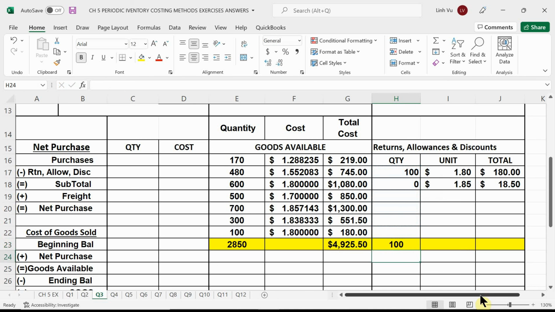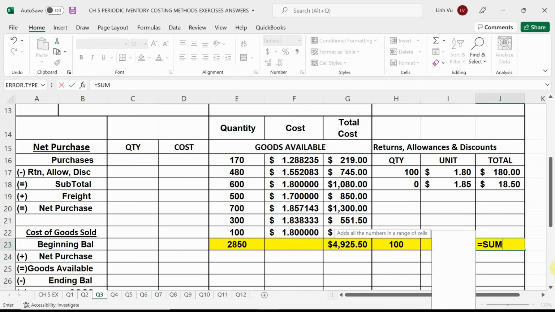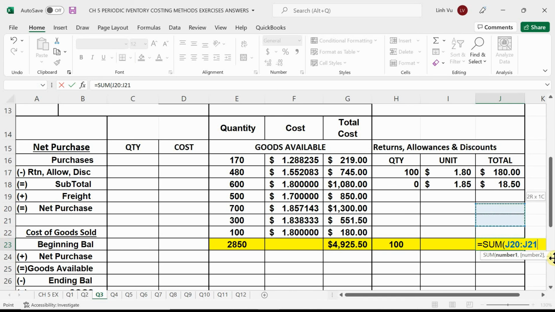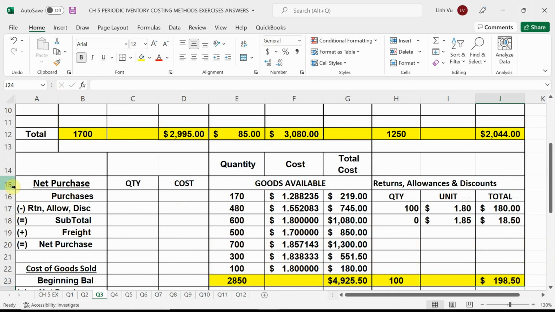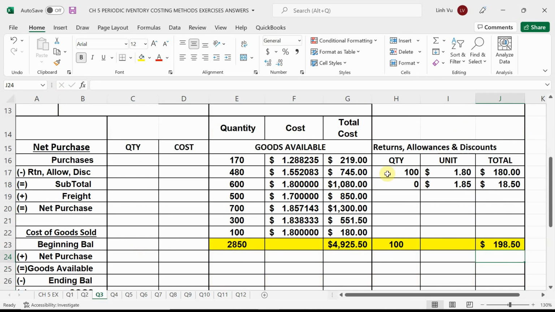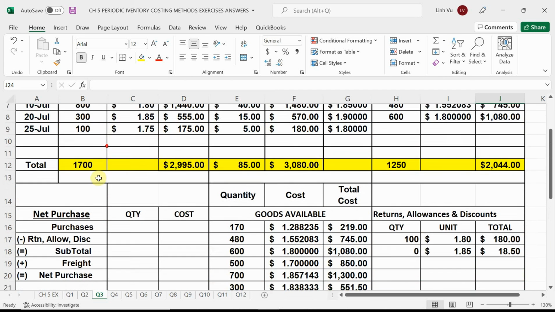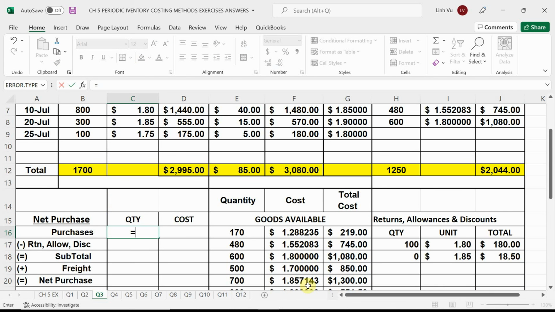Right, we only returned 100 items, right? Which resulted in me getting a whole refund for, what's my total refund? 198.50, right? Because my first return was 180 plus 18.50 gives me 198.50. Right? So now that I solved all three sections here, so the top section, the goods available, and my returns, now I can go ahead and plug my values into my table here.